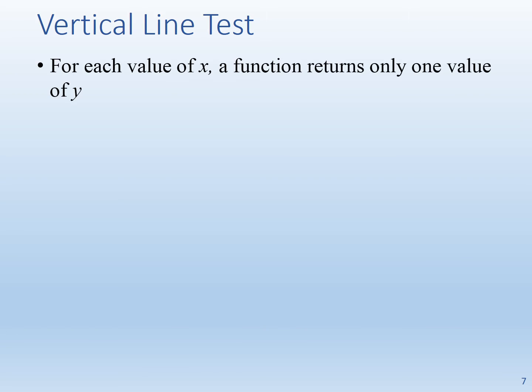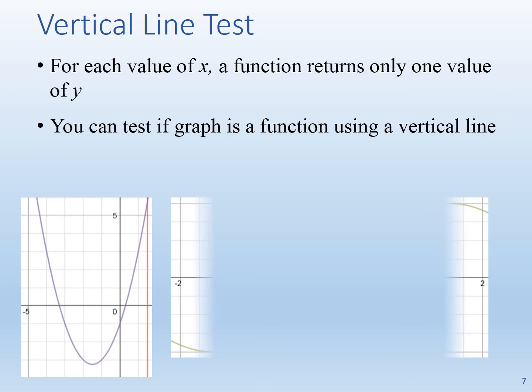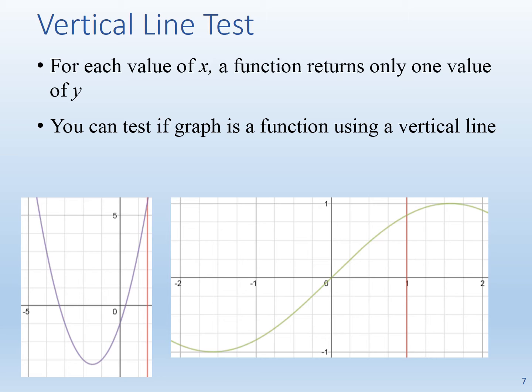A function returns only one value of y for each value of x, and this can be tested in a graph by drawing a vertical line. The vertical line represents one value of x, and if that line cuts the graph in one point only, as is the case in the first graph here, then we know we have a function. Similarly, in the second function, this value of x equals 1 here is returning only one value of y.